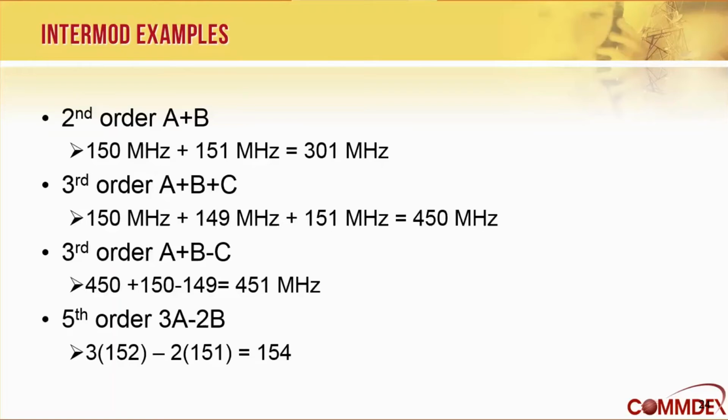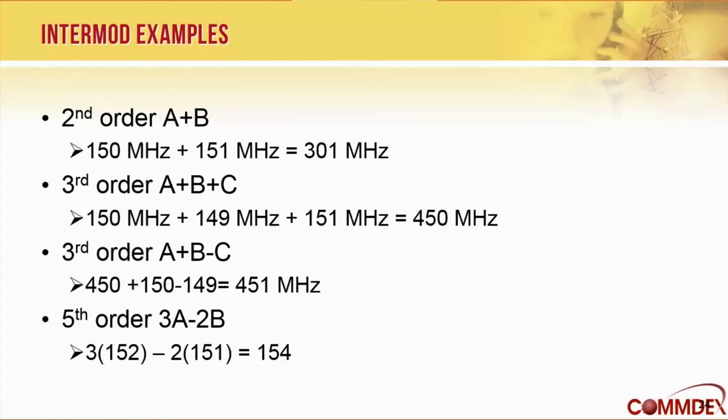Then we have a third order combination of A plus B plus C. And this is an example where three VHF frequencies can combine together and give us an interfering signal in a totally different band. So we have three VHFs, 150 plus 149 plus 151, add them together and you get 450. And 450 is a land mobile radio band. So we can have three VHF signals that produce intermod in the UHF band. It can happen, and it has happened.